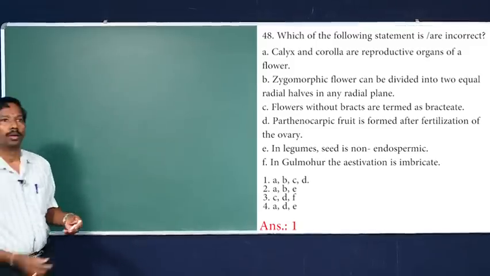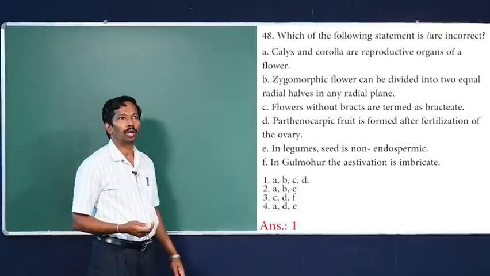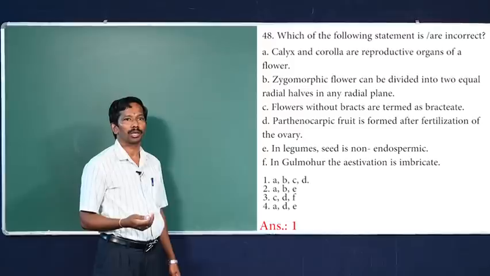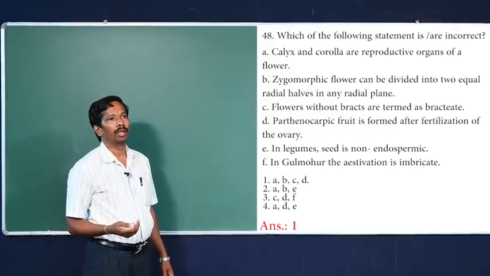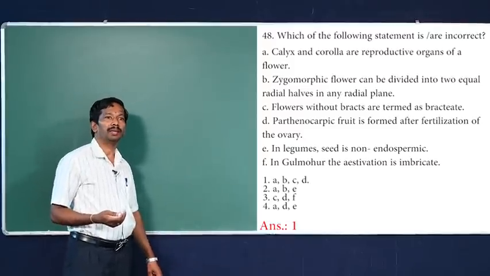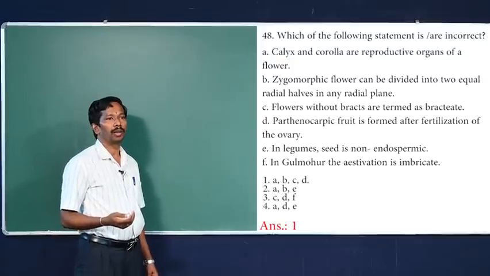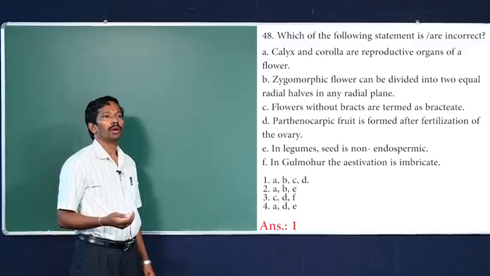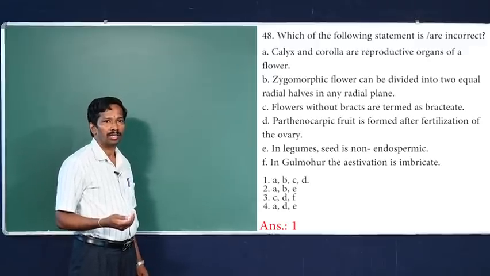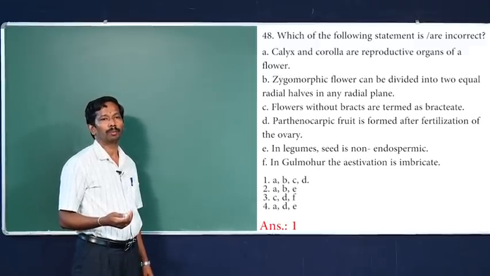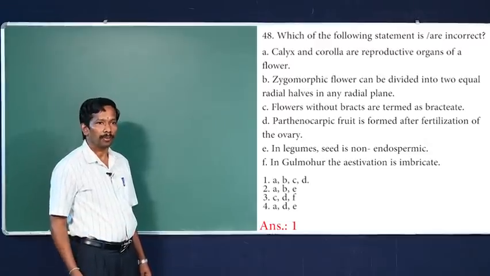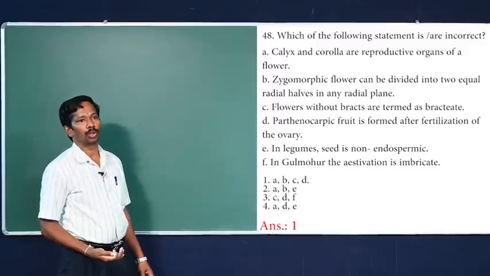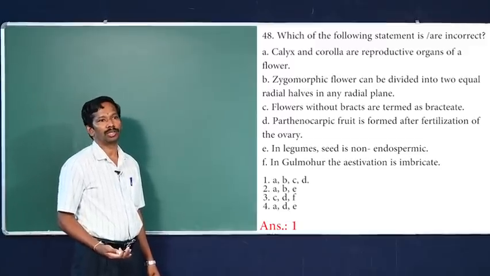48th question. Which of the following statements is or are correct? First statement is calyx and corolla are reproductive organs of flower. It is wrong. Zygomorphic flowers can be divided into equal radial halves in any radial plane. That is also wrong. Flowers without bract is called bracteate. That's also wrong. It should be ebracteate. Parthenocarpic fruits are formed after fertilization of the ovary. It is also wrong. So A, B, C, D, 4 statements are wrong.